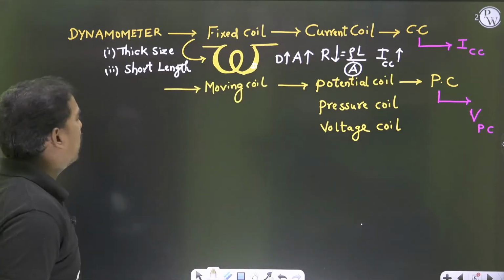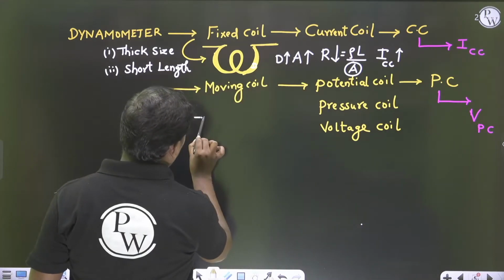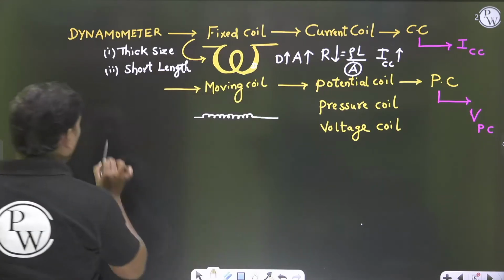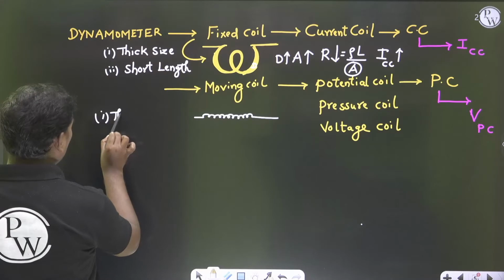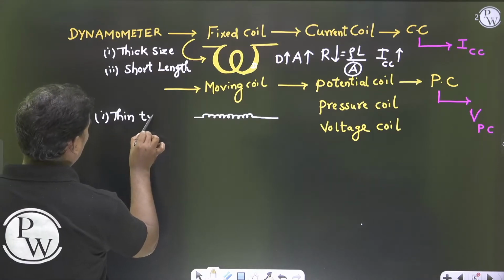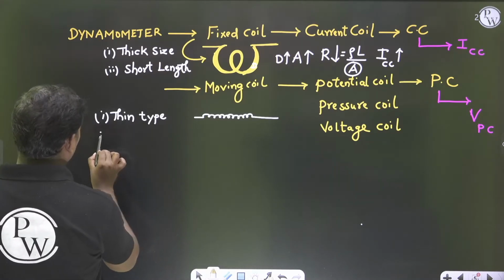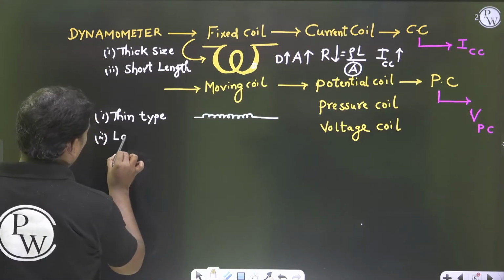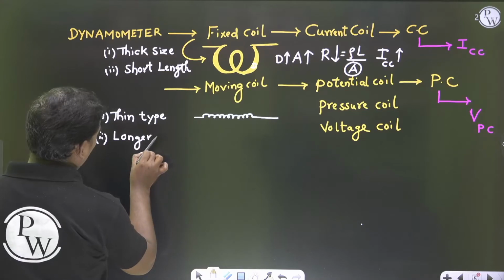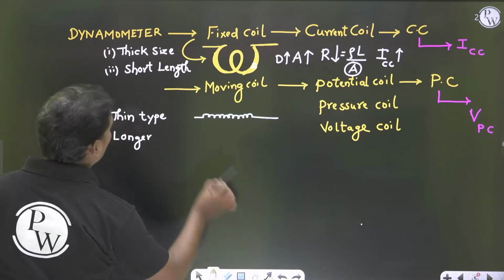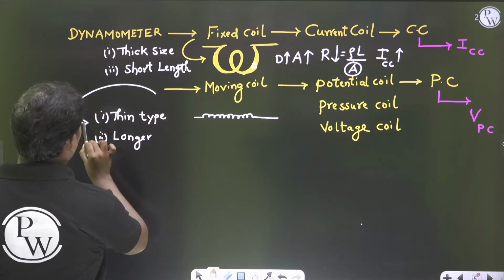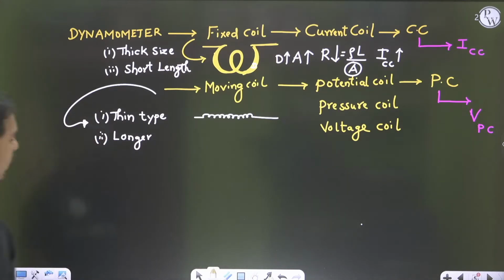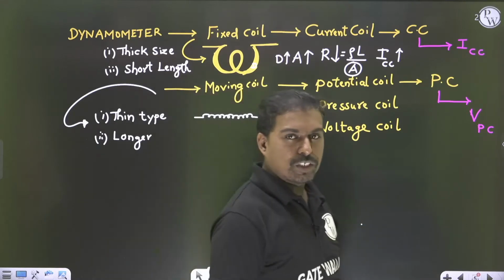But whereas the moving coil is thin or narrow type and longer in length. So these are the features of the moving coil. Okay, so the fixed coil features you understood, and the moving coil.